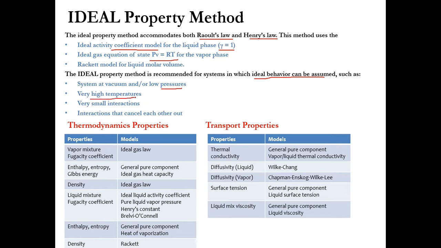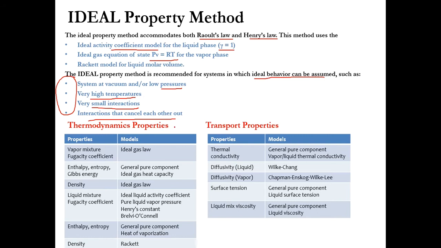Very high temperatures, ideal behavior. Very small interactions, ideal behavior. Interactions that can cancel each other out. So for these four systems, you can apply the ideal property method. Otherwise, you cannot apply the ideal property method.